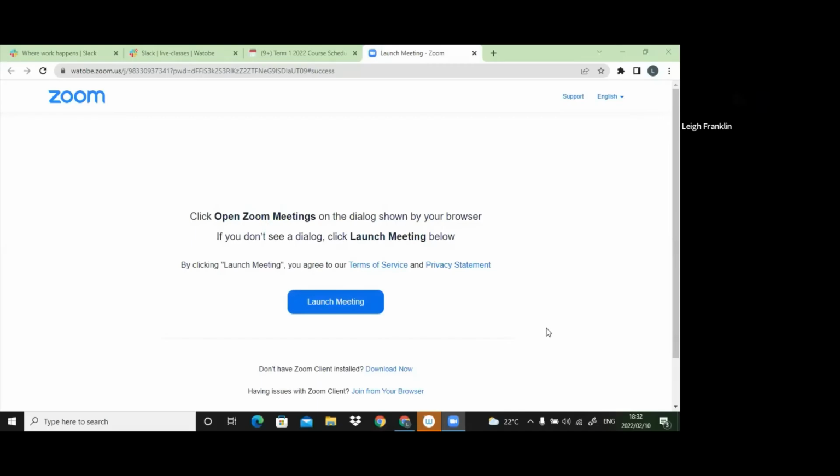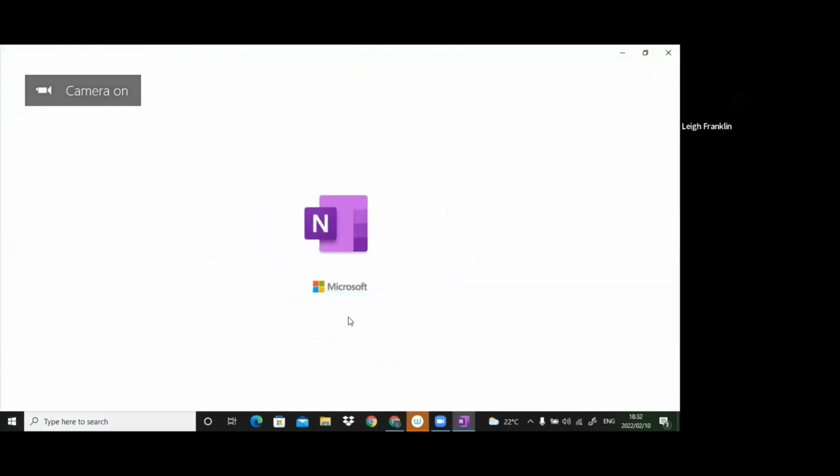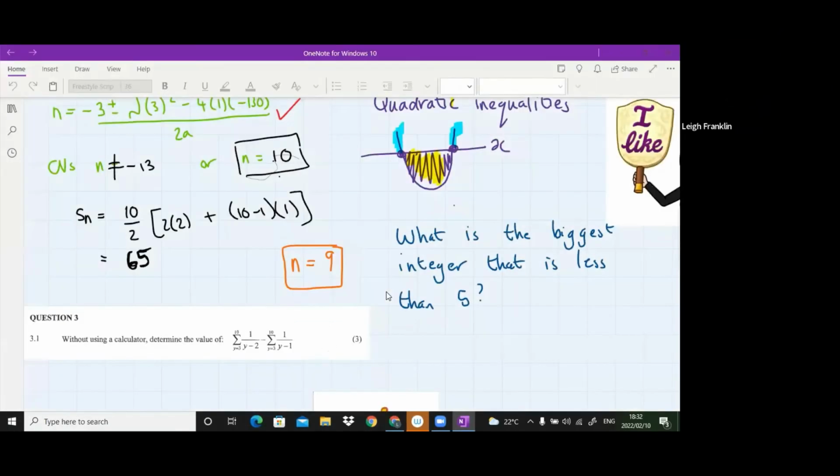Oh, hang on a second, guys. I don't know where our screen went. Biggest integer. Sorry, guys, just one second. We've just got some finger trouble here. Okay, can you see the screen again?